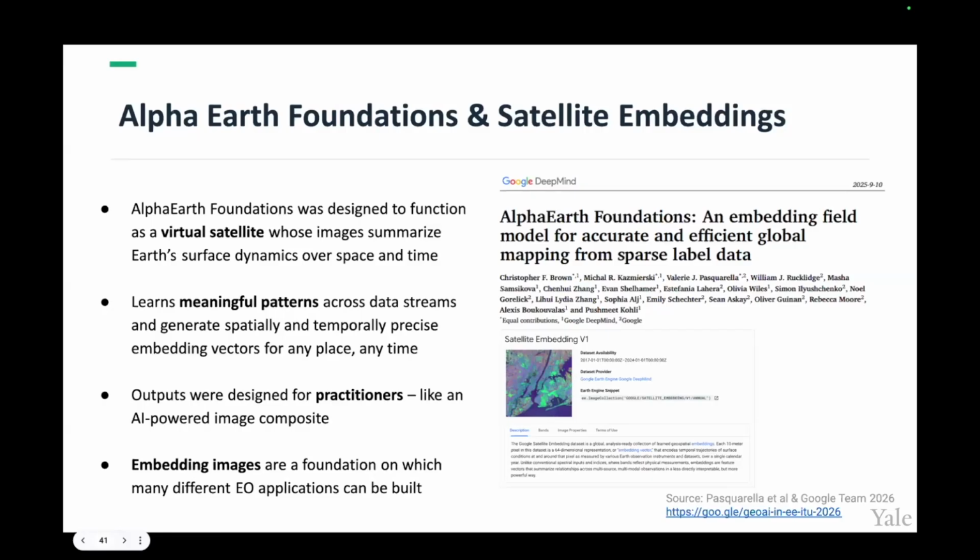Esmaeel, can you just back up for one second and describe at a really high level what a geospatial foundation model is? Because probably some people have never even heard that.